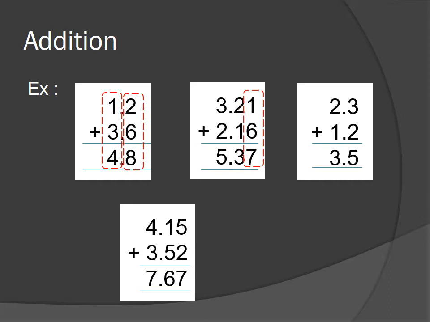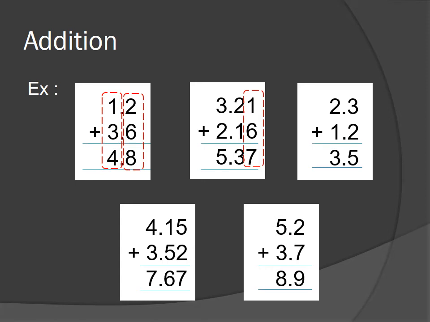4.15 and 3.52. So next you can add the ones place. 4 plus 3 is equal to 7. The final answer is 7.67. Next question. 5.2 plus 3.7. We want to add 2 and 7. It's equal to 9. 5 plus 3 is equal to 8. The final answer is 8.9.